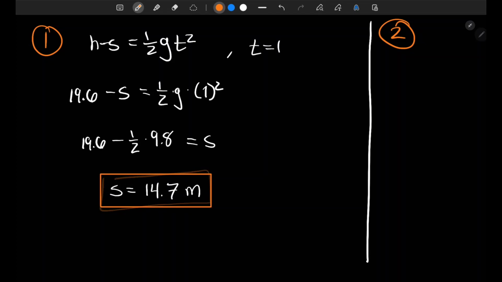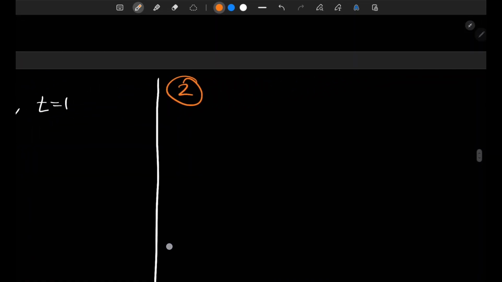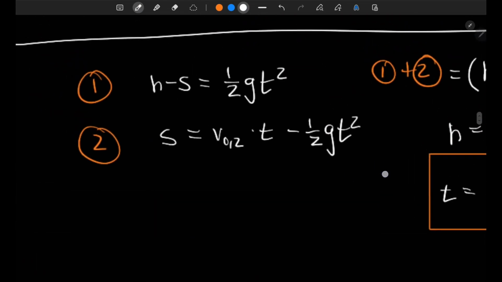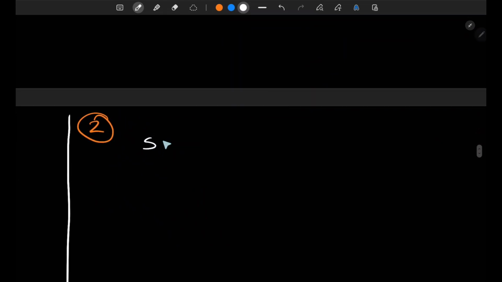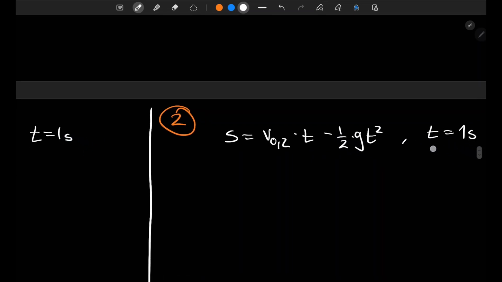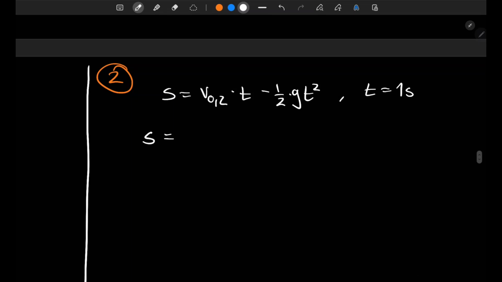So you can verify that for yourself. And for equation 2, we should get the same thing, assuming we've done everything correctly. So equation 2 tells us that s is equal to v naught 2 times time minus 1/2 times g times t squared. Where here, again, t is equal to 1 second. Then s is equal to v naught times t, which is 19.6, and we multiply that by 1. And then we get minus 1/2 times g times 1 squared.